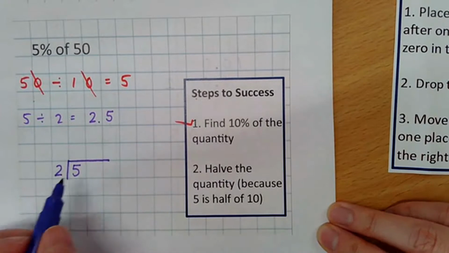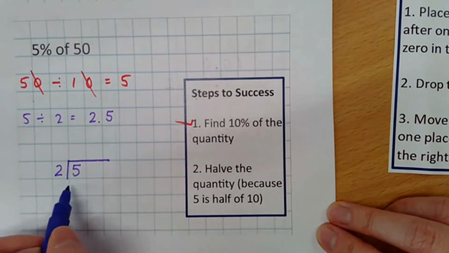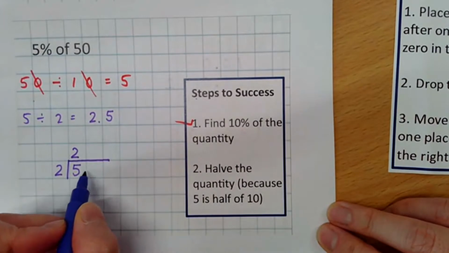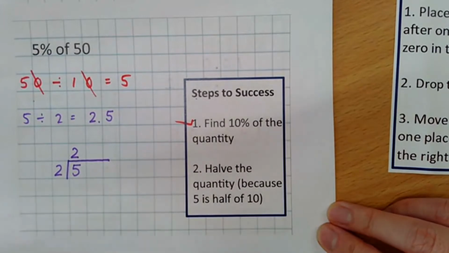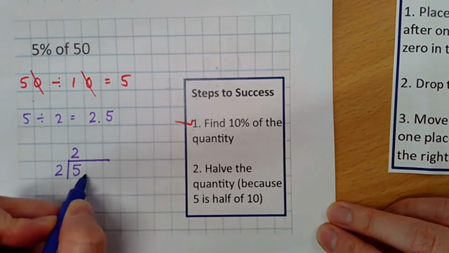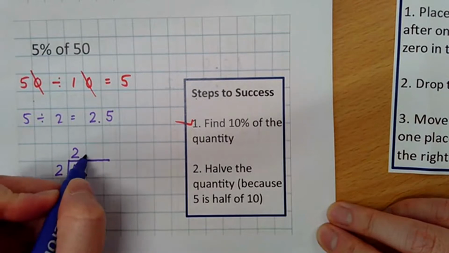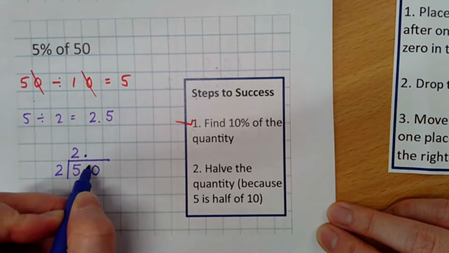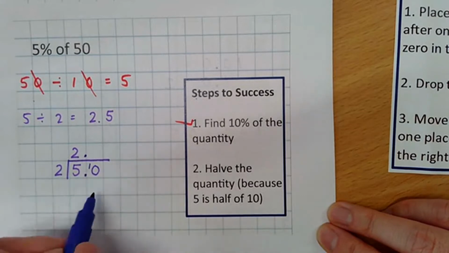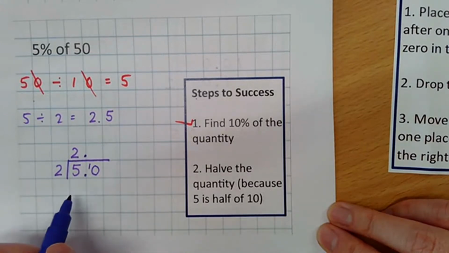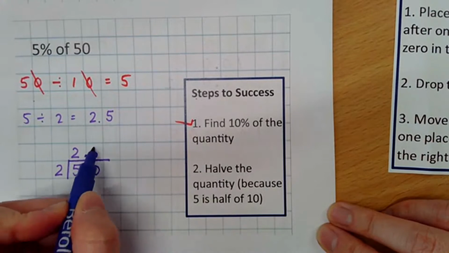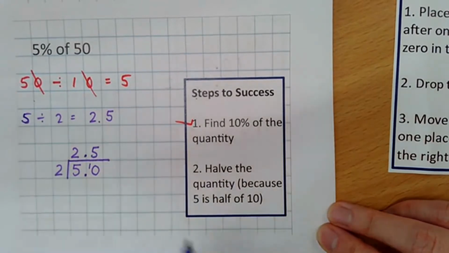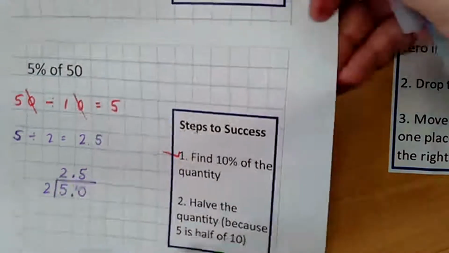Now, one way that you can do it is using bus stop method. 5 divided by 2. Now we have 5 divided by 2 equals 2, remainder 1. Now we don't have anything here, but we can place a decimal here and a decimal at the top, as we have done, and then remember our placeholder, and then we regroup our 1. 10 divided by 2 equals 5. Okay, but I think you should be able to calculate 5 divided by 2 quite easily.